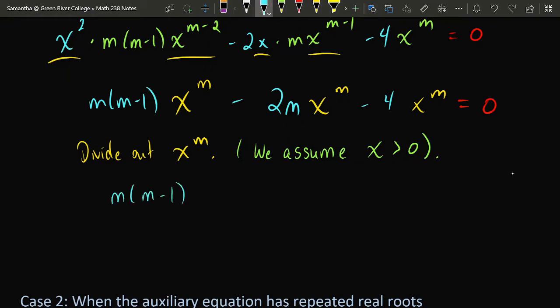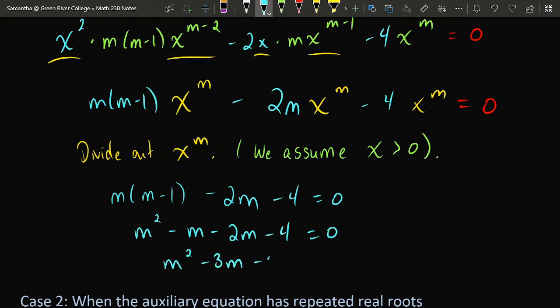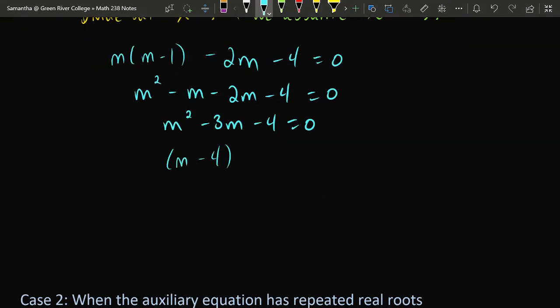Now once we do this, we get m times m minus 1 minus 2m minus 4 equals 0. In other words, m squared minus m minus 2m minus 4 equals 0. In other words, m squared minus 3m minus 4 equals 0. Now, factoring that, we get m minus 4 times m plus 1, which leads us to m equals 4, m equals negative 1.